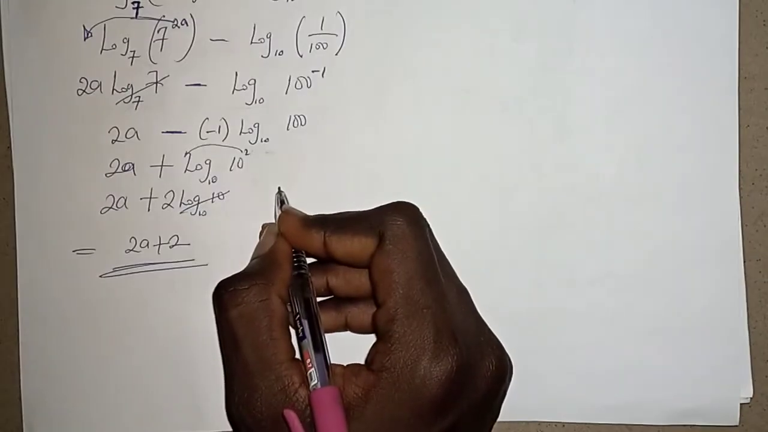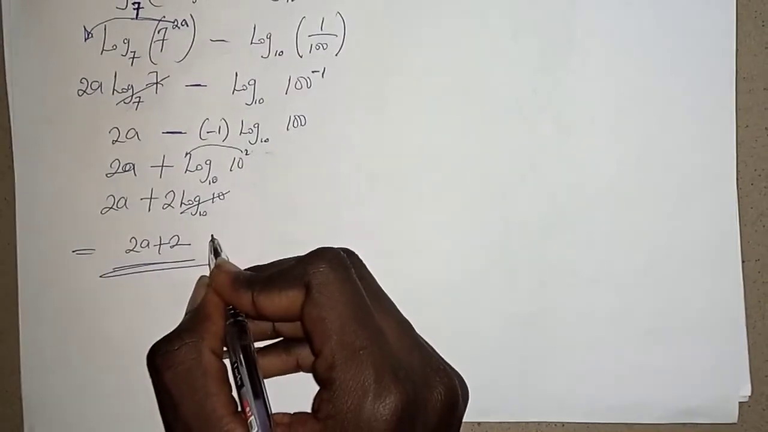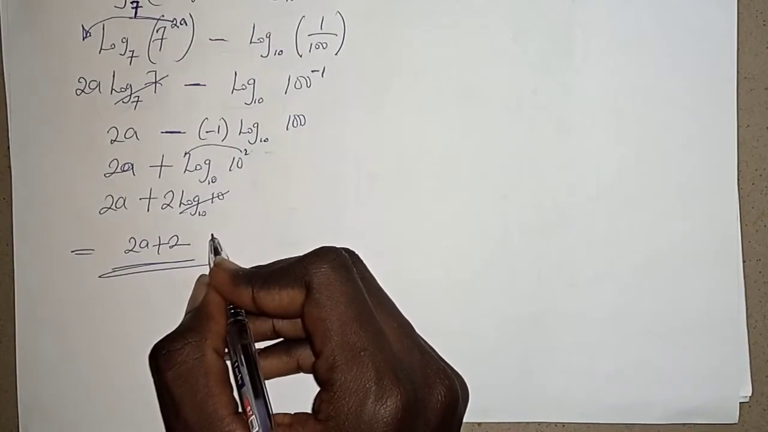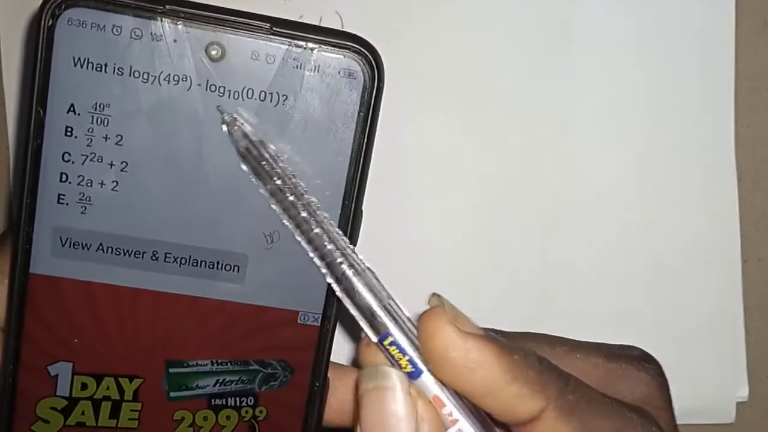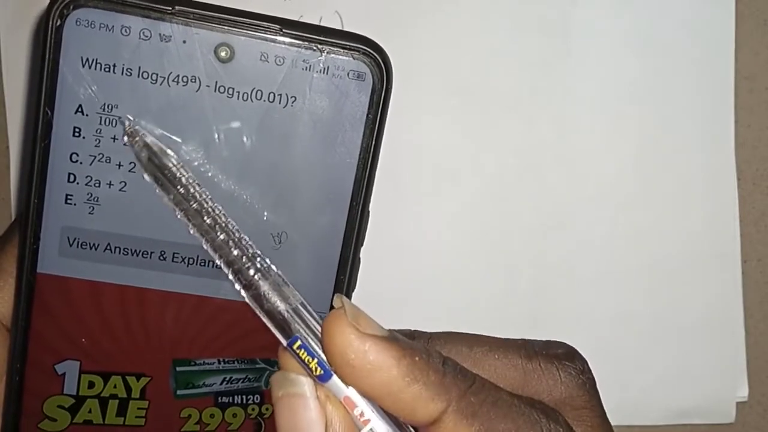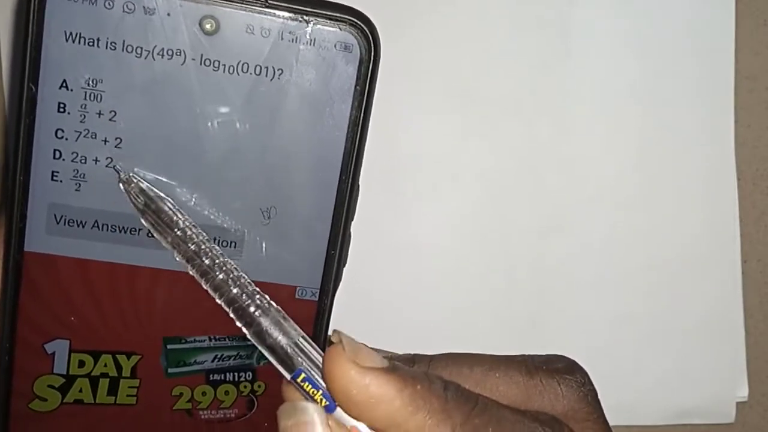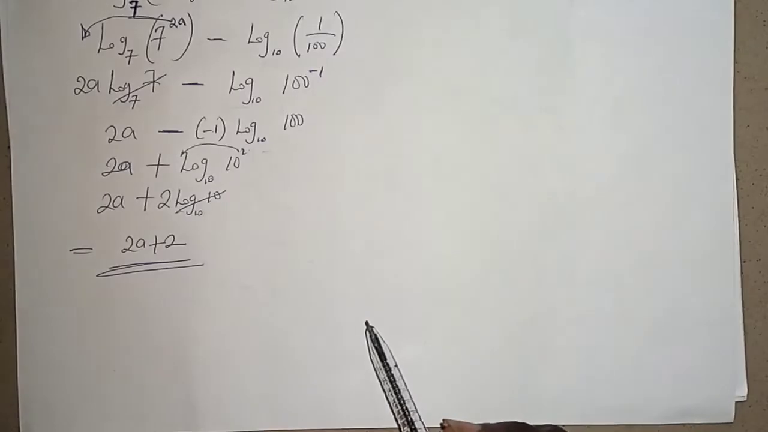So you see, this question here is different entirely from what we have been solving so far. Okay, so this gives the correct answer to the question we have up here. As you can see, here are the options. What is the logarithm of this minus this? Then you have option A, B, C, D. So the correct answer is D. So that's how it works.